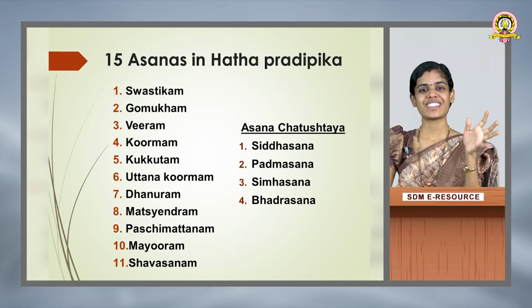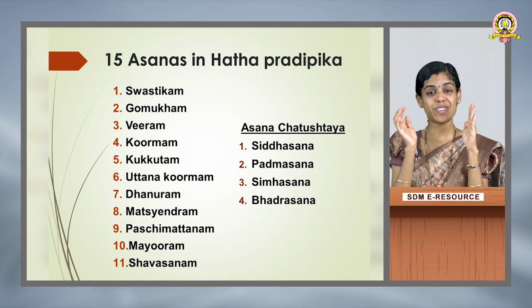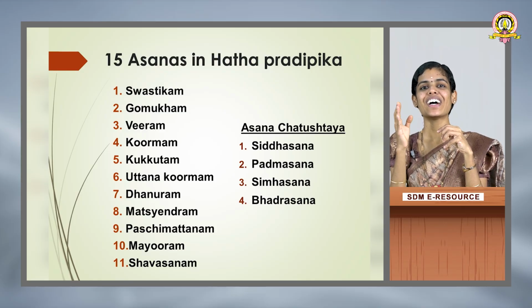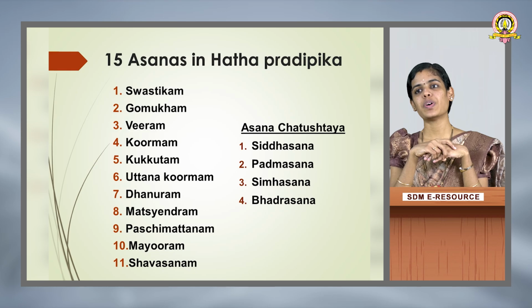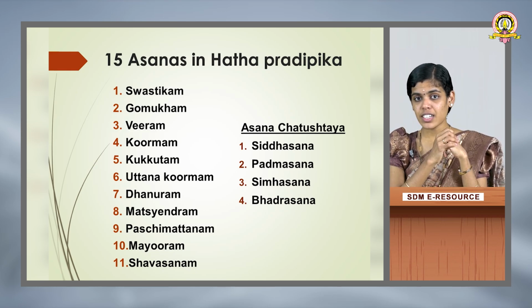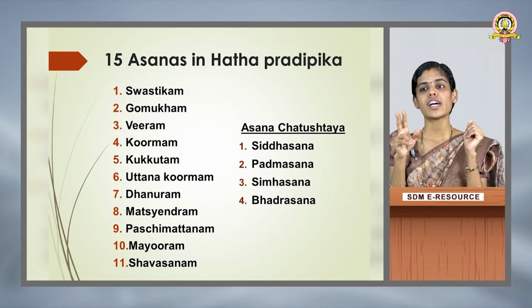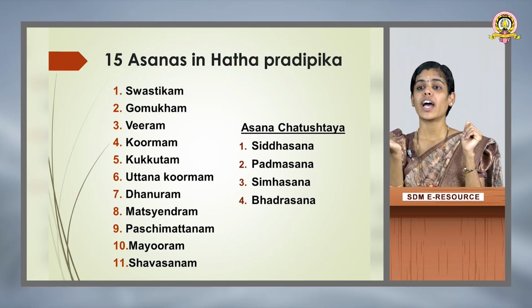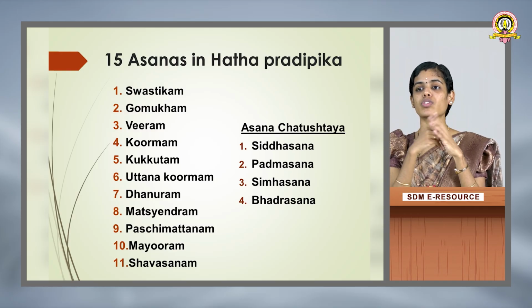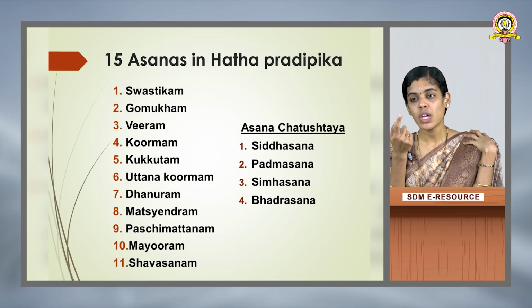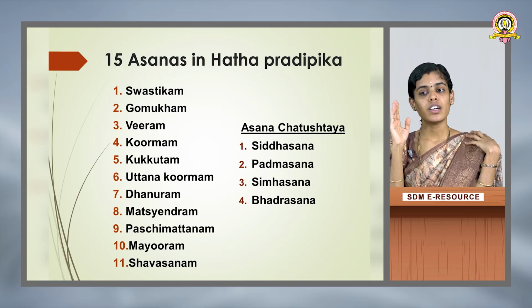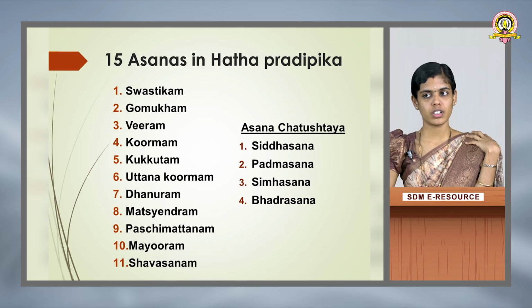Next, the first chapter is dedicated to the principle of asana. Asana is the first anga and the first principle in this Chaturanga yoga. Here some 15 asanas are explained by Swatmarama Yogi. Among them, some 5 are meditative asanas, 1 relaxative asana which is Shavasana, and the rest, some 8-9, are cultural asanas. Swastikam, Gomukham, Veerasanam, Kurmasanam, Kukkutasanam, Uttana Kurmam, Dhanurasanam, Matsyendrasanam, Paschimatanam, Mayurasanam, Shavasanam. These are the 10 asanas in order which Swatmarama Yogi discusses.